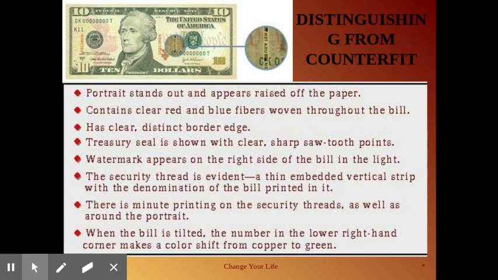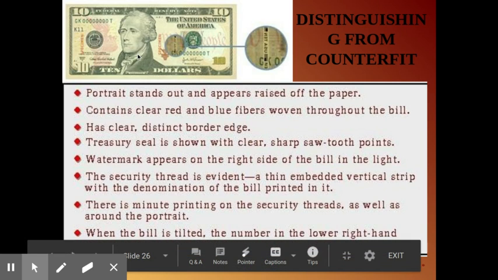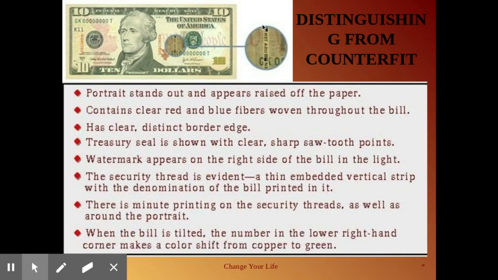Some of the things to look for on your bills: the portrait stands out. I'm not going to read all these to you. You can read them yourself. But if you look at an old $10 bill, it would look very different from now, where you get this little strip in there. There are all these little things that would make it really hard to just make a copy, or if you're going to put a lot of money into trying to recreate it, it wouldn't be worth it to you unless you were printing really big bills.